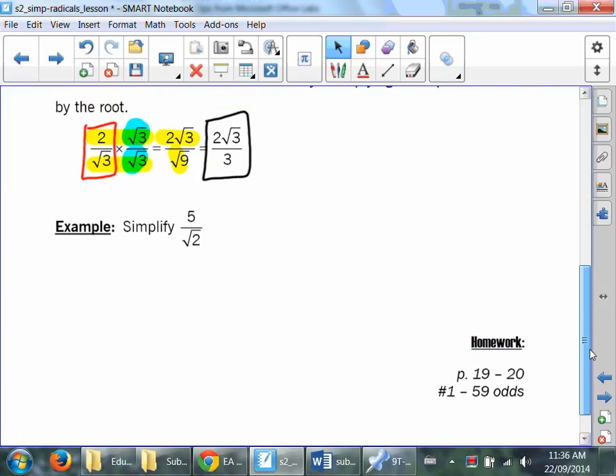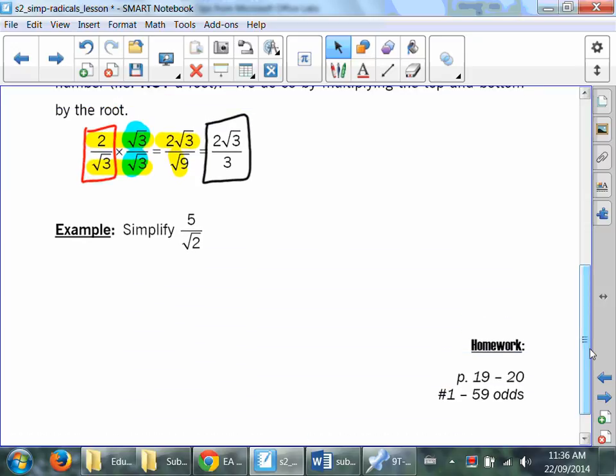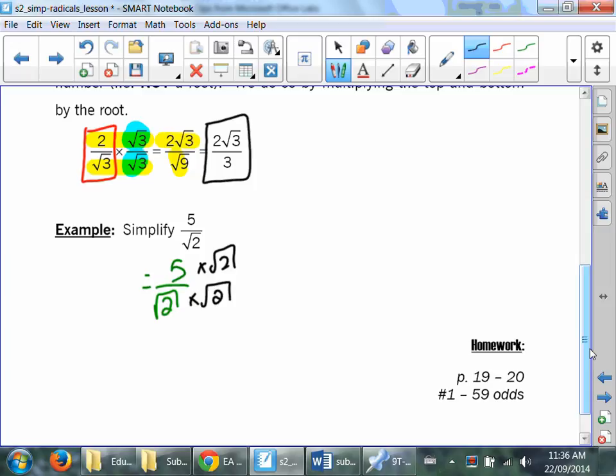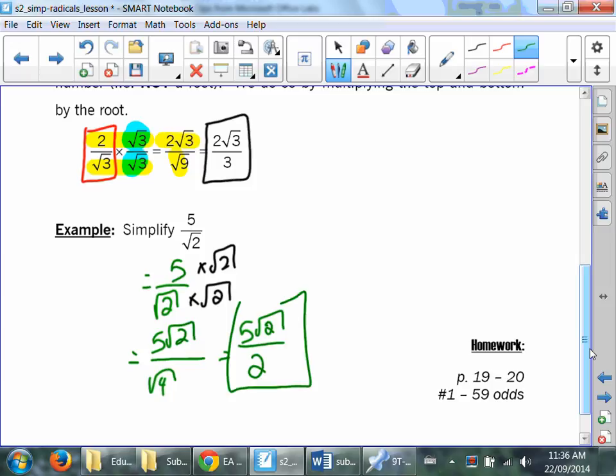Now, here's an example. 5 over the root of 2. How would we do it? Well, we'd write out 5 over root 2, and then we multiply top and bottom, both by root 2, because we're trying to get rid of the root 2 in the bottom. So, we get 5 root 2 on top. On the bottom, we get root 2 times root 2, which is just root 4. And what is the root of 4? It's 2. So there's our answer. 5 root 2 over 2.